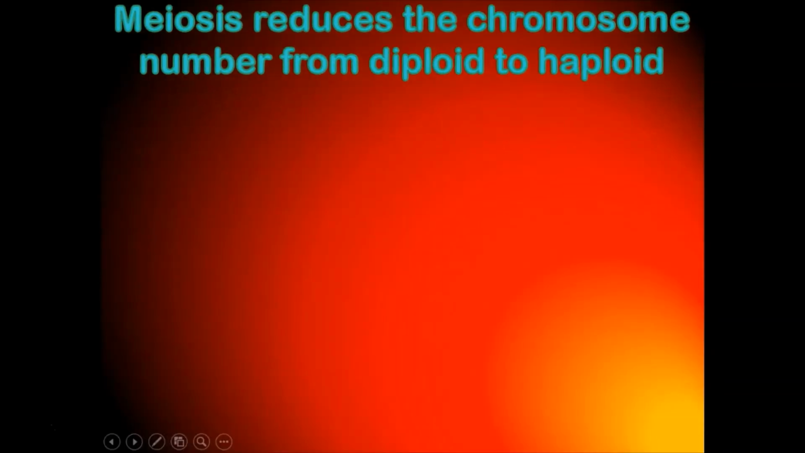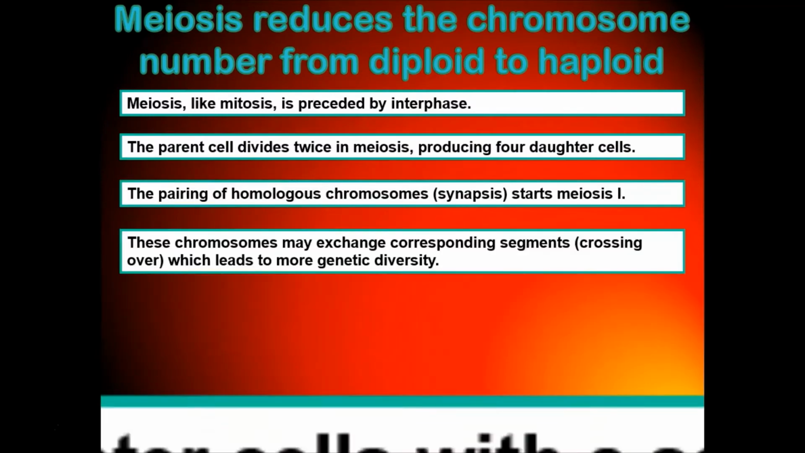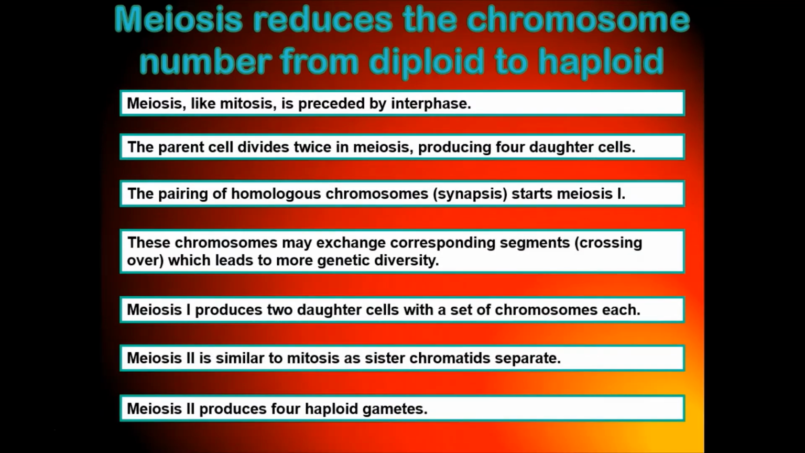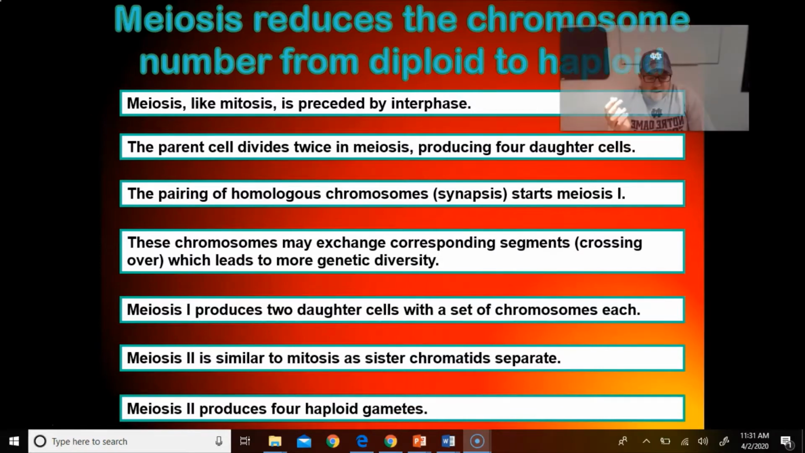Meiosis reduces the chromosome number from diploid to haploid. Meiosis, like mitosis, is preceded by interphase. And that makes sense, right? If you didn't go through S phase, you wouldn't have enough DNA to put inside of all of your cells. And if you forget what S phase is, that's when you copy your DNA, and DNA replication occurs then.